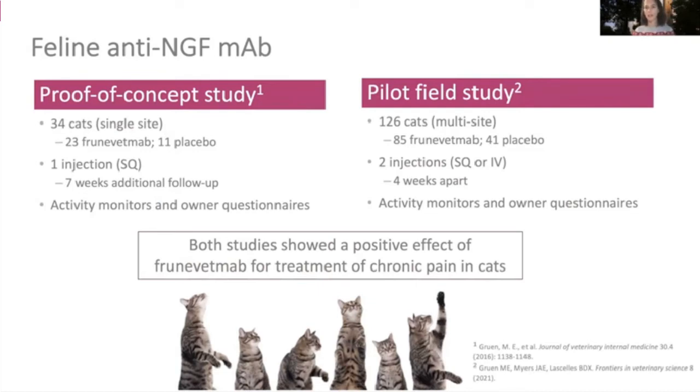And then there was a pilot field study that had 126 cats, so increased the number of sites and the number of cats, with 85 receiving the anti-nerve growth factor antibody and 41 on placebo. This time they had 2 injections, the first one given sub-Q or IV, and the second one given sub-Q 4 weeks apart, and again with owner questionnaires and activity monitors, and both showed a positive effect for frunevetmab treatment in the management of chronic pain in cats. So we saw improvements in these activity monitors and owner questionnaires.